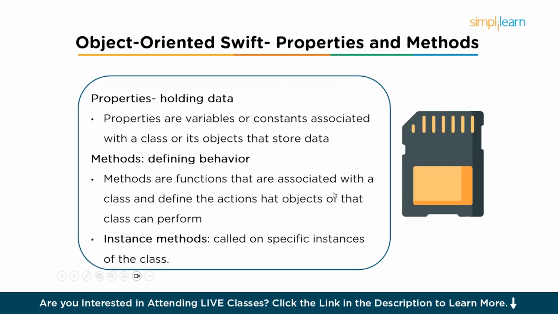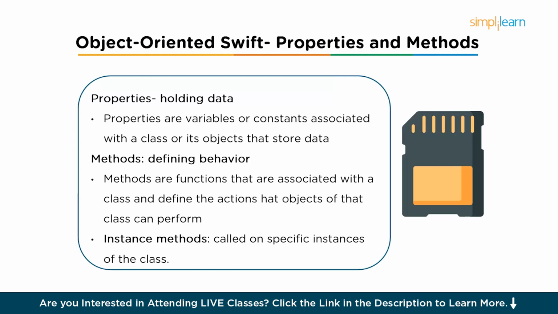So some of the properties and methods of object-oriented Swift are holding data. Properties are essentially variables and constants that are associated with the class or its objects. They store data or attributes of an object. For example, if you have a class called dog, its properties might include name, breed, and age. Each dog object will have its own values for these properties.